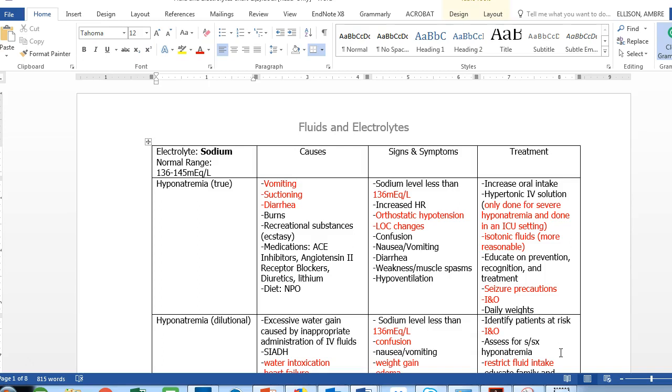The patient, if it's severe fluid volume excess, could have pitting edema, as well as shortness of breath and crackles. The labs that you will note are a decreased hematocrit, decreased hemoglobin, decreased urine and serum osmolality, decreased urine sodium and specific gravity, and a decreased BUN.